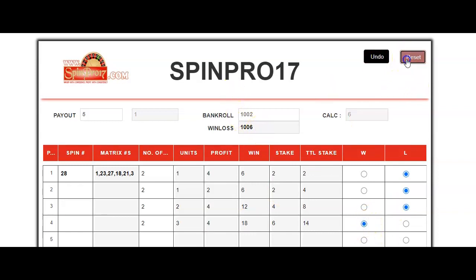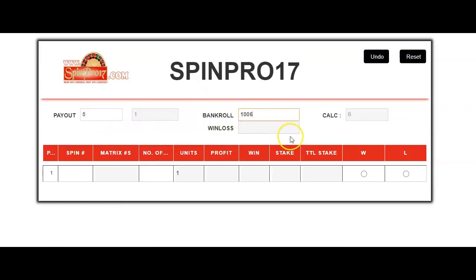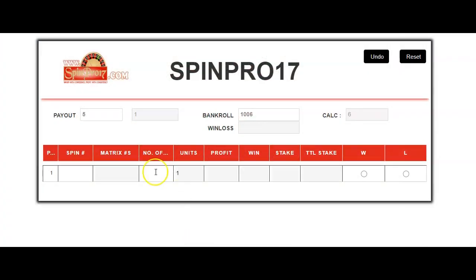As you can see, I'm at 1,006. I'm going to put in a bankroll of 5 units. Put in 1,006. What was that number that came down? It was 19. Same thing when we started. Okay. So it's 32 and 15 now.